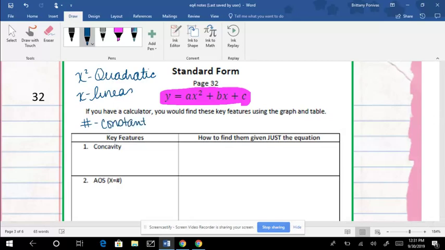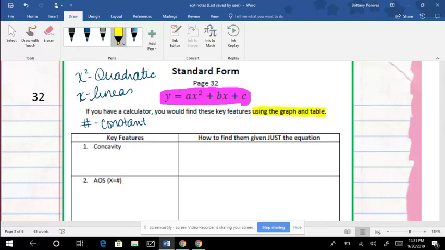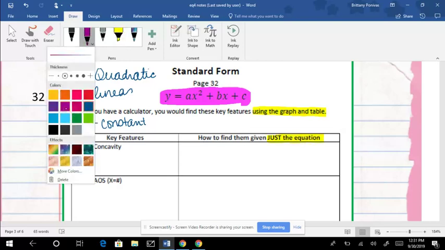Now, as we are going over these notes, you're not using a calculator, because if you have a calculator, you would be able to find all of this stuff using the graph and the table. So we are going to pretend that you do not have a calculator to use, and you should not be using a calculator to help with these calculations. These would be on the non-calculator part of the EOC. So you are only given the equation, and you have to know how to find these characteristics without using a calculator.